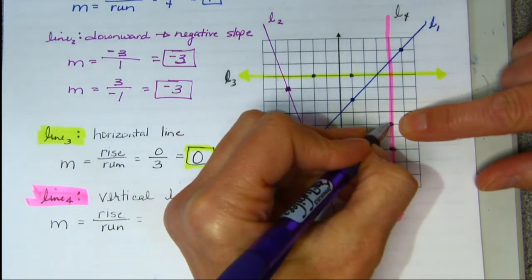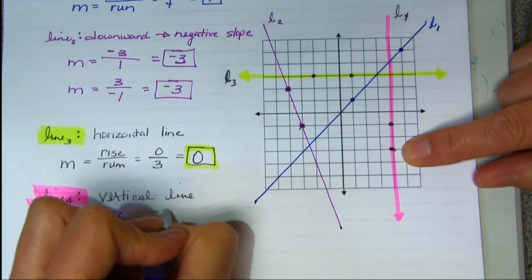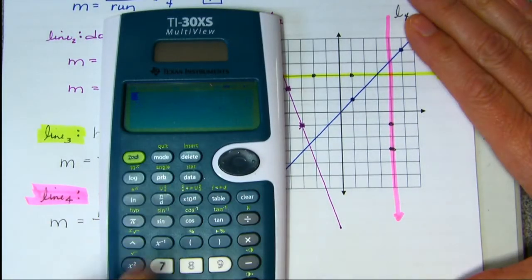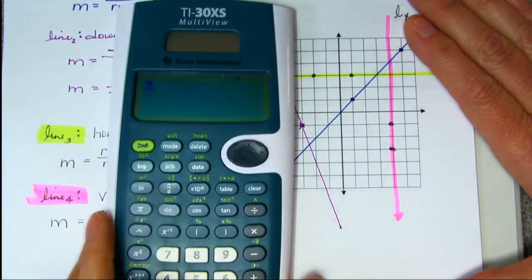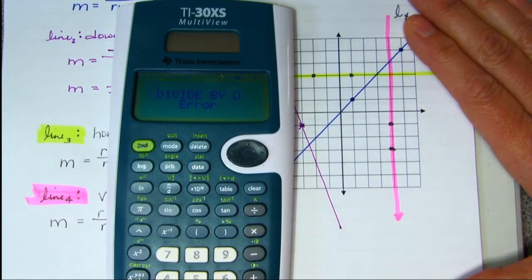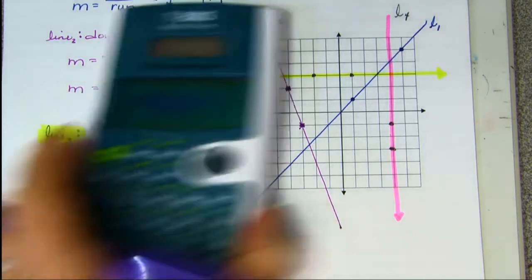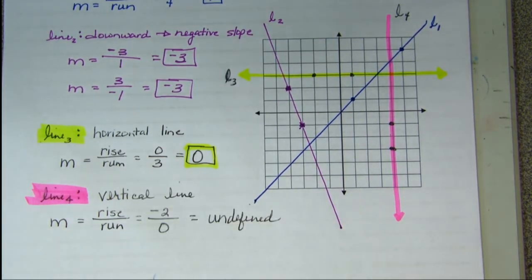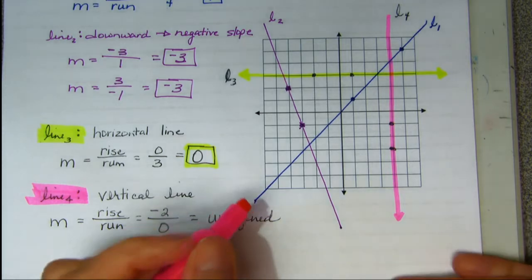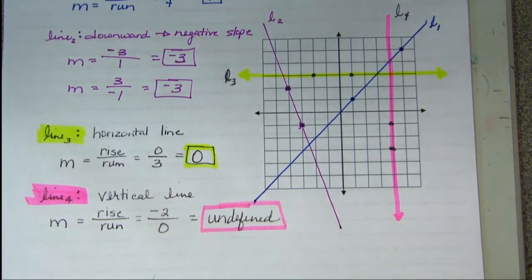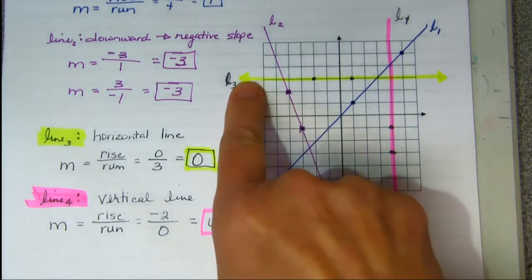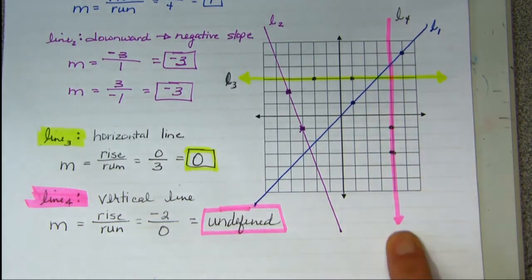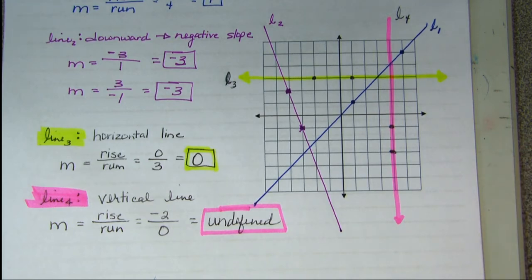If I start here, I'm going to go down negative 2, and then I'm already there. So I don't go left or right, so that's 0. Well, let's look at what happens here. What do I have? Negative 2 over 0. You cannot divide by 0. That's not possible, so this is what we call undefined. A vertical line always has an undefined slope. Here's the way that I think of that. The treadmill horizontal line has an incline of 0. Your treadmill, it is not possible to get an incline that is vertical, so it is undefined.